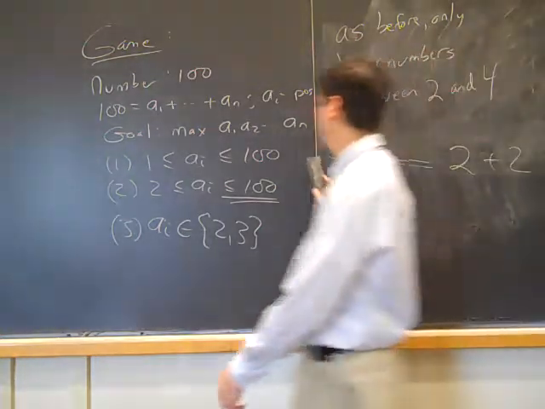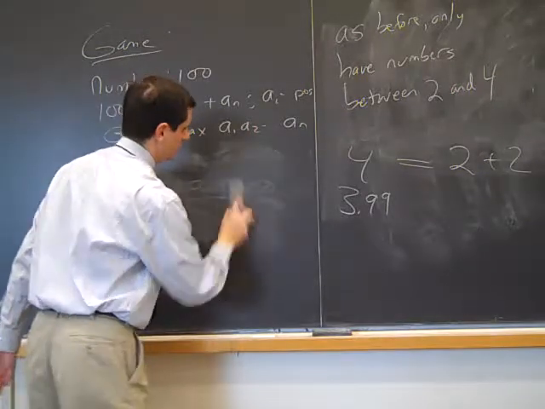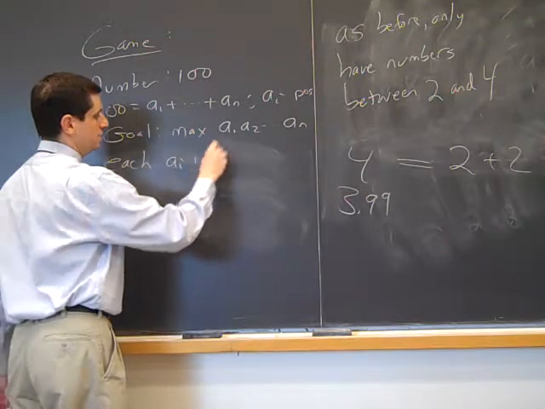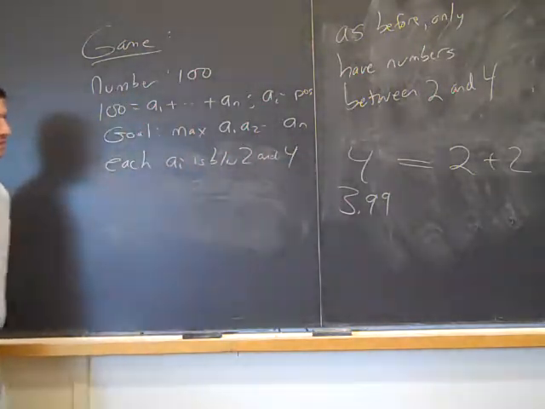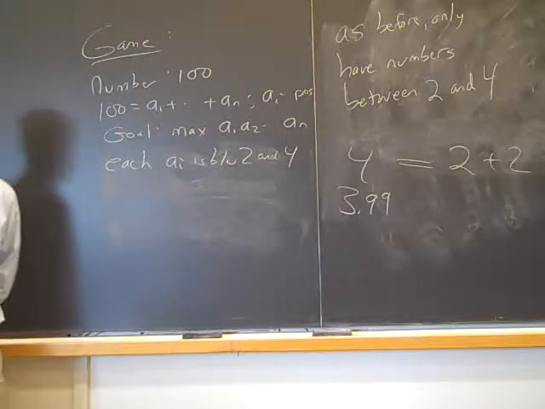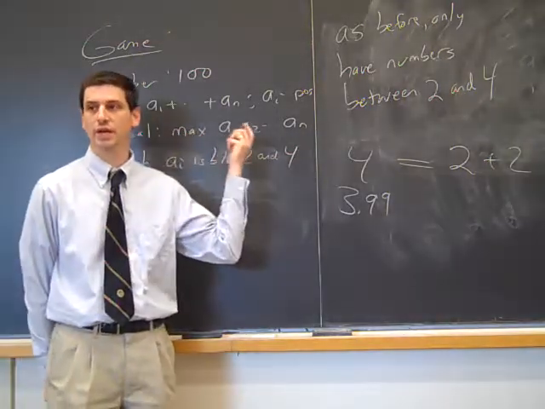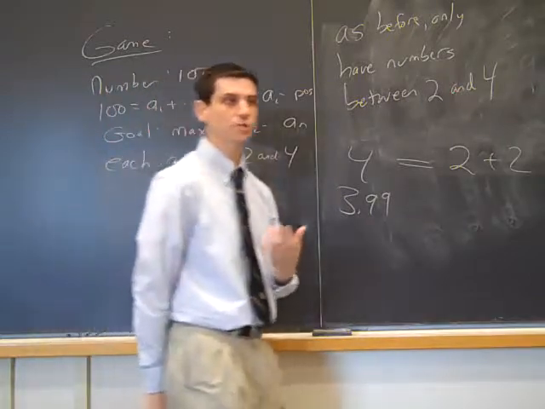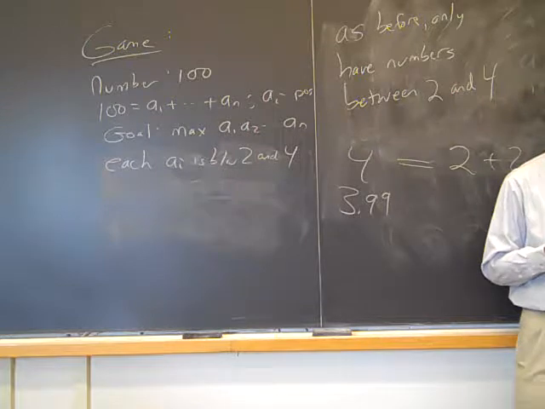So I can go over here now, and I can say I know each a_i is between 2 and 4. And I want to figure out what's the best way to break it up. The problem is, I don't know how many pieces we have. That's what makes this problem so difficult. If I told you, break it up into 2 pieces, how do you think you would do it as 2 pieces?